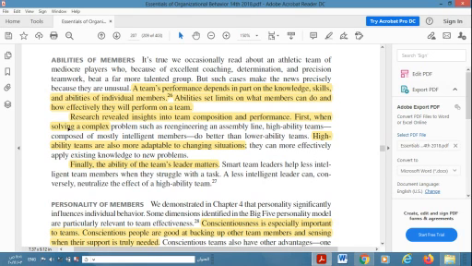First, we solve complex problems such as re-engineering and assembly line, high ability teams, and so on. Also, another results for this research, high ability teams are also more adaptable to change situation. They can more effectively apply existing knowledge to new problems. Finally, the ability of teams leader matters. Smart team leaders help less intelligent team members when they struggle with the task.